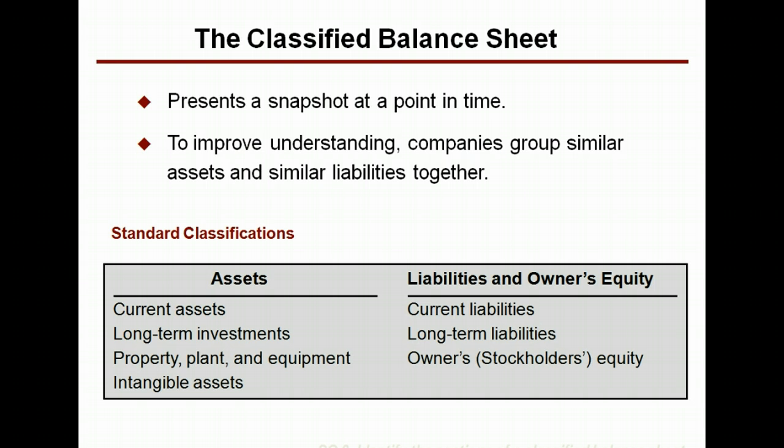The standard classifications are for assets: current assets, long-term assets, property, plant, equipment, and intangibles. In some books there could be other versions of that, but for our book that's what we'll use. And in liabilities, there are current liabilities, long-term liabilities or long-term debt, and owner's equity or stockholder's equity, or maybe even partner's equity if you happen to have those kind of entities.